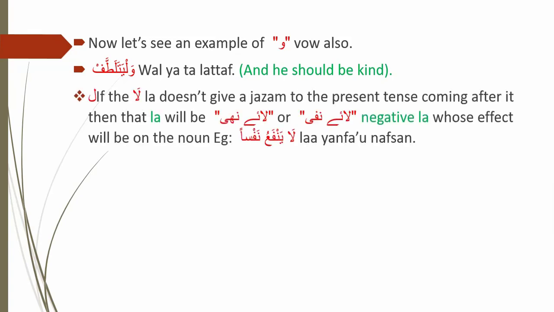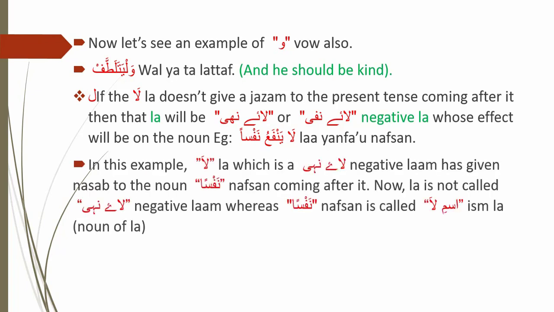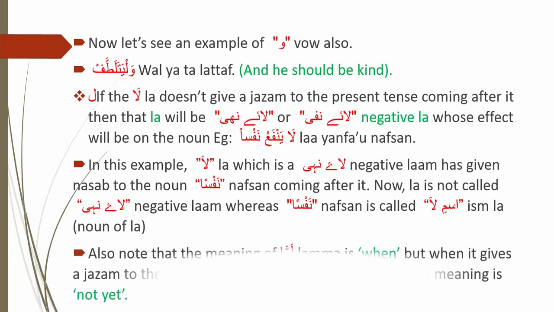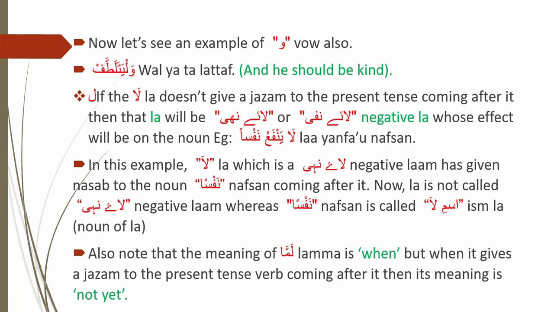If the la doesn't give a jazm to the present tense coming after it, then that la will be la-e nafi, negative la, whose effect will be on the noun. Example: la yanfa'u nafsan. In this example, la has given nasab to the noun nafsan coming after it. Now, la is called la-e nafi, negative la, whereas nafsan is called ism-la, noun of la. Also note that the meaning of lamma is "when", but when it gives a jazm to the present tense verb coming after it, then its meaning is "not yet".